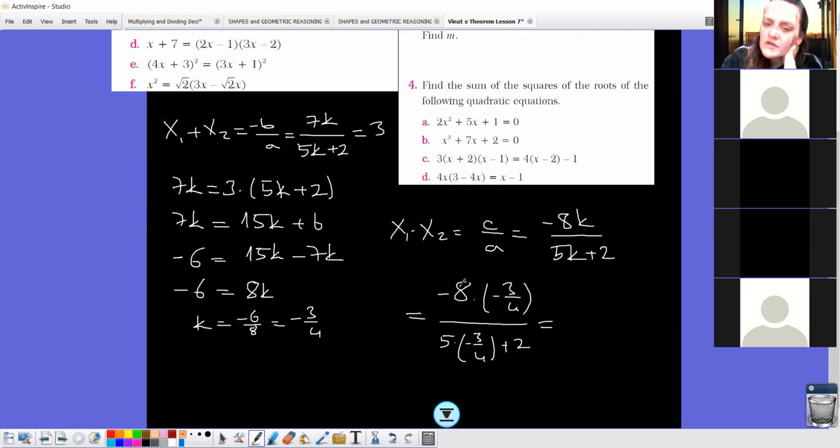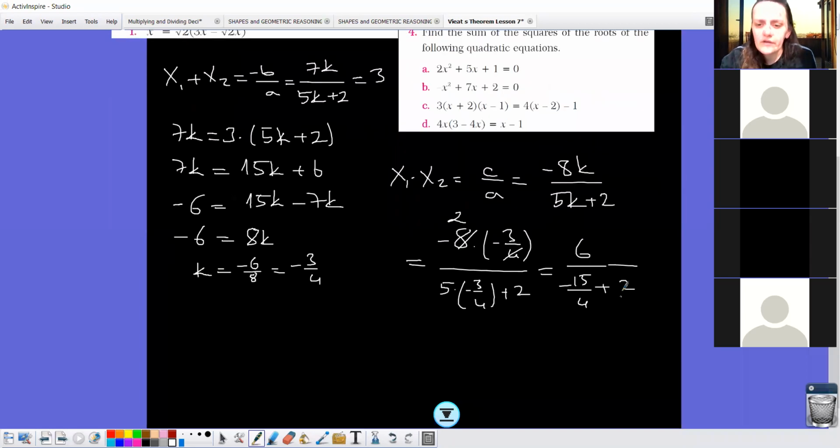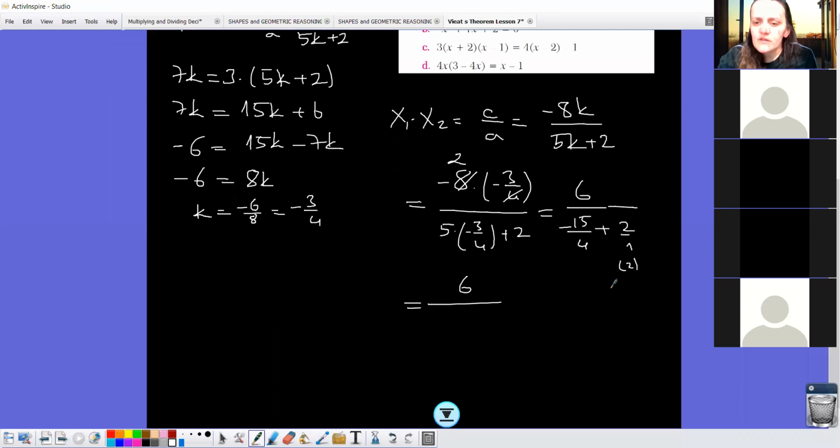Plus 8 times 3 over 4; 2 times 3, teacher, it will be 6. You can simplify directly, or you can do this one, which is 2. 2 times 3 will be 6. You will have 6 in the numerator, and here we'll have -15 over 4 plus 2, and here you have 1. Then you will get 6 over, I will multiply this one by 2, -15 plus 8 over 4. -15 plus 8 will be?